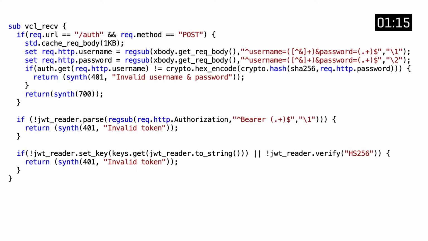If we want to issue JSON Web Tokens, we need to intercept the /auth endpoint and offload this from the origin server. When doing this, we want to extract the username and the password from the request body and store them in the corresponding headers. The username can be used to look up the password hash in the authentication key value store. If that doesn't match a SHA-256 hash of the password that we retrieved, then we have to return a 401 with an invalid username and password message. But if it was successful, then we can issue the JSON Web Token by returning a custom 700 synthetic response.